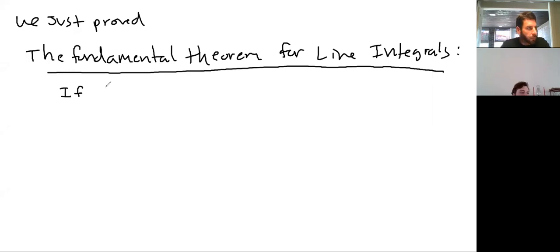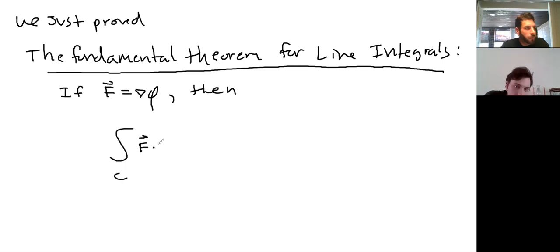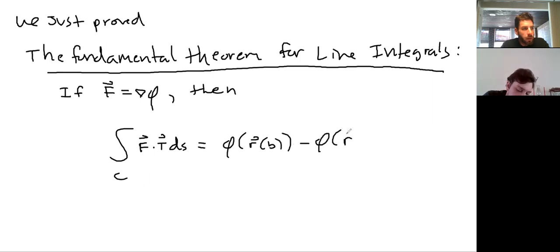So if f is conservative, if it equals the gradient of some scalar function, then the line integral of f dot t ds, which we could write as f dot dr, but it's okay, we're not going to, equals phi evaluated at r of b minus phi evaluated at r of a, for any c.